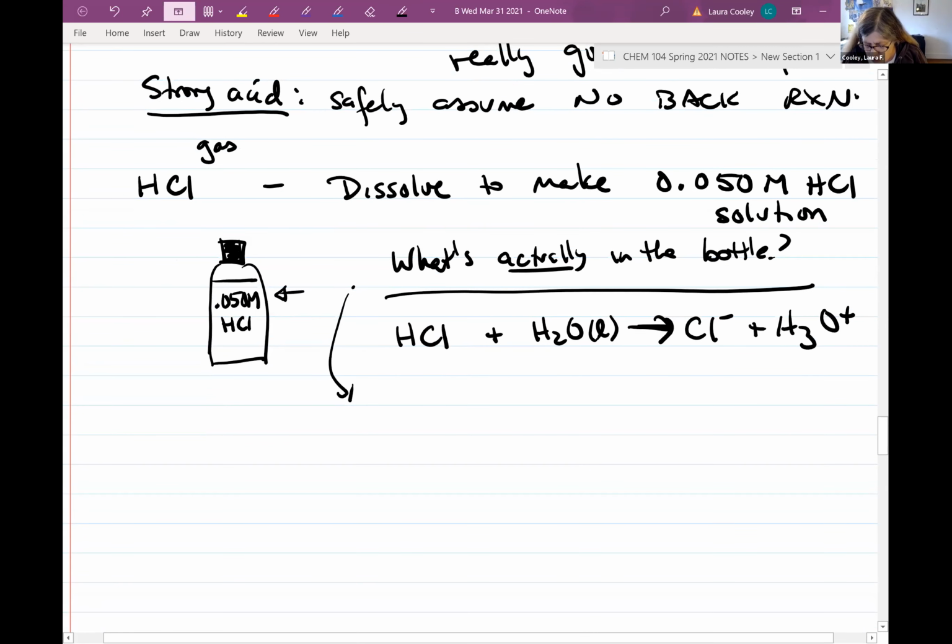Anyway, so what's actually in the bottle of 0.050 molar HCl? Is there any HCl? So I should say, are there any HCl molecules?